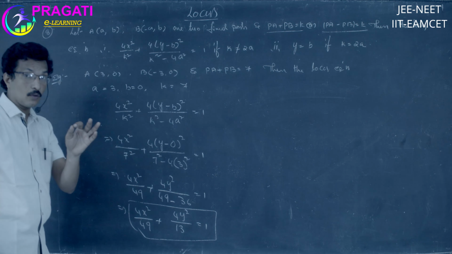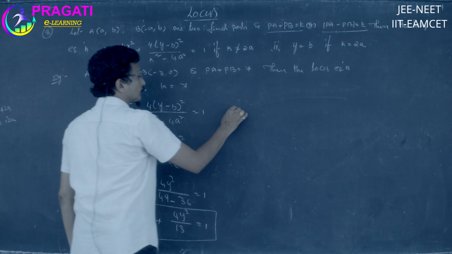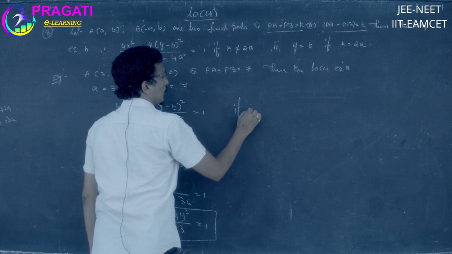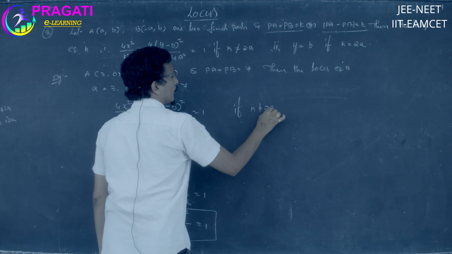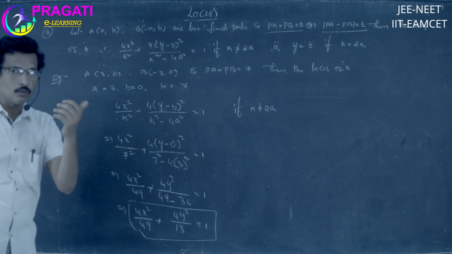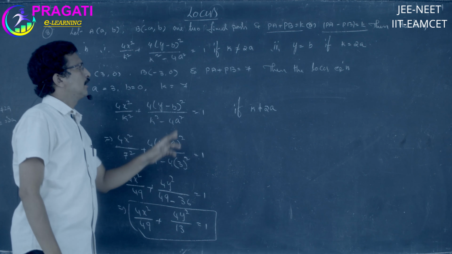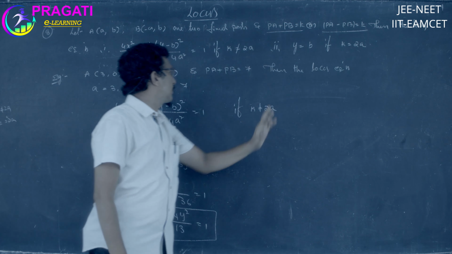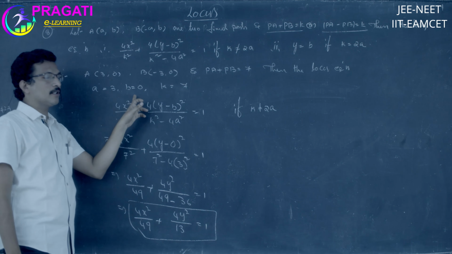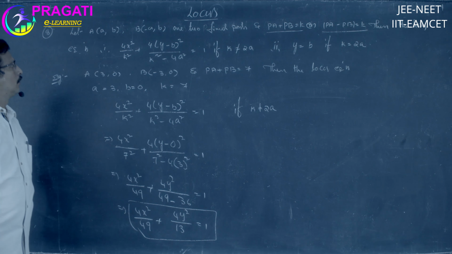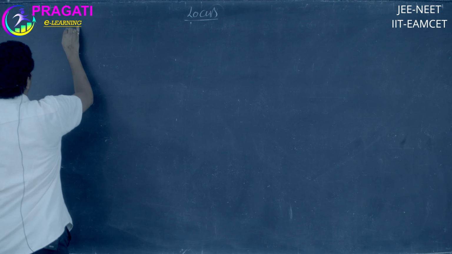It is the required locus equation if k not equal to 2a. In case k is equal to 2a, then the answer is easily y is equal to b. Here y is equal to b means y is equal to 0. Okay, the next point is the 8th point.